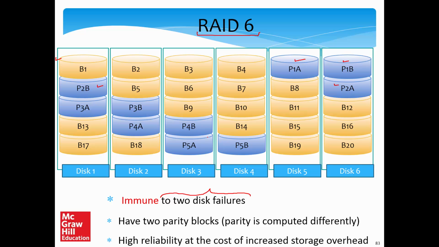Of course, since we have more parity information being saved, our effective storage capacity comes down. But the advantage is that even if two of these disks fail, for example disks 3 and 4, we can always insert two new and empty disks in their place and reconstruct the data as well as the parity information from the rest of the 4 disks. So that is the advantage of RAID 6.